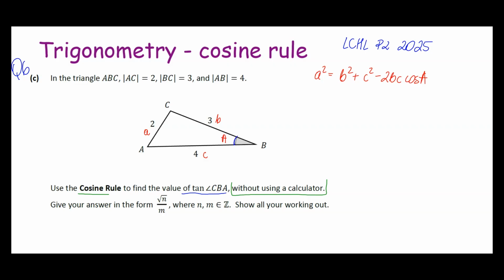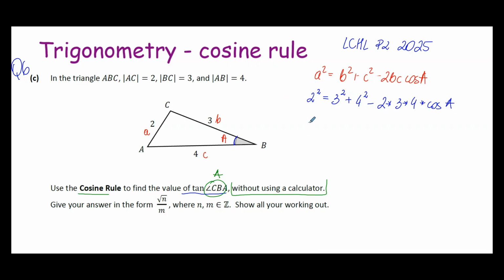So if we replace those letters with numbers, instead of a, we put 2 to the power of 2, instead of b, we put 3 to the power of 2, instead of c, 4 to the power of 2, minus 2 multiplied again by b, which is 3, multiplied by c, which is 4, and then multiplied by cos of our angle. So where am I going with this calculation? I need to find tan of my angle A. So everything, including cos, has to go to the other side.